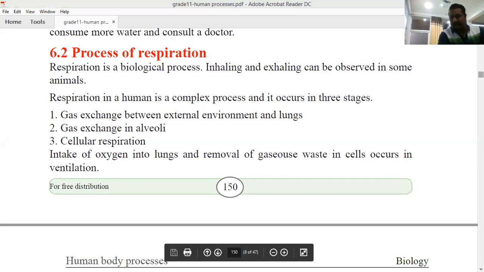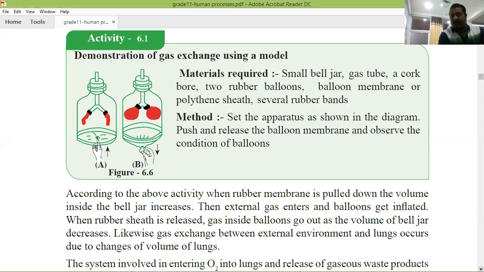Let me show you the picture, the diagram given in your text, the respiratory system. So can you see the diagram given in the text?